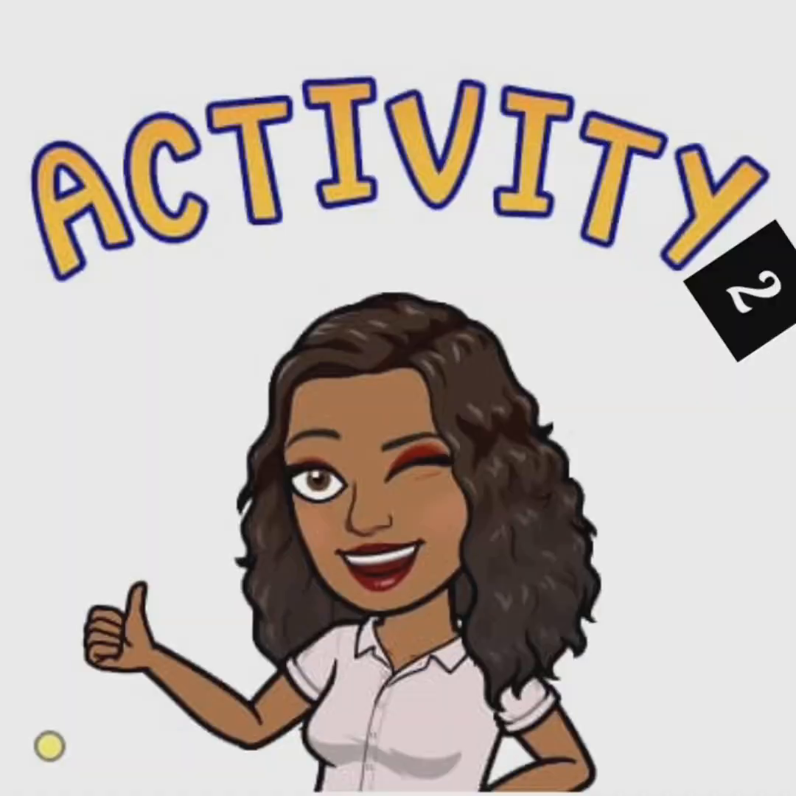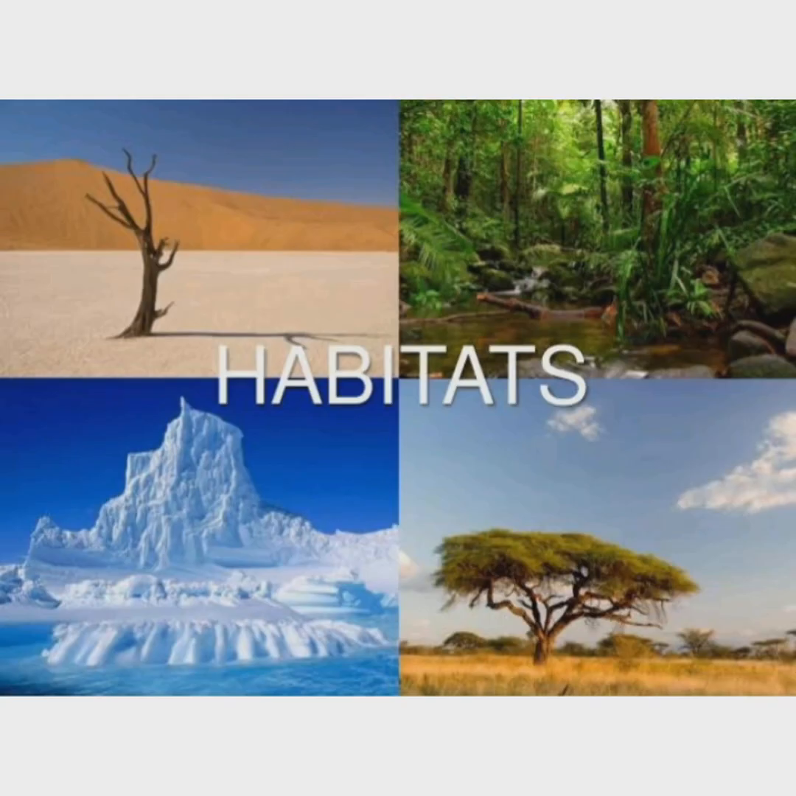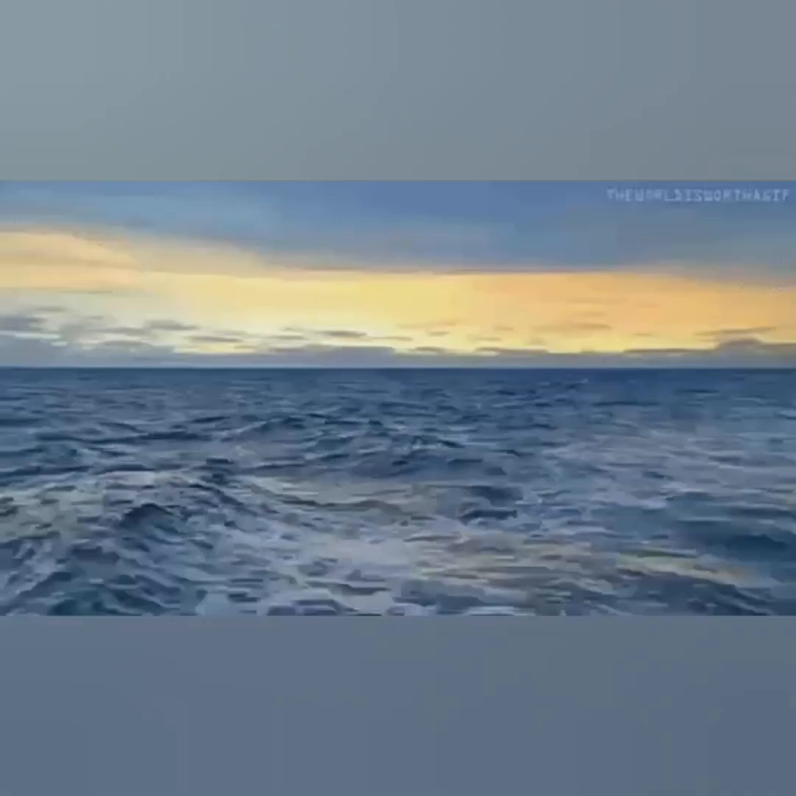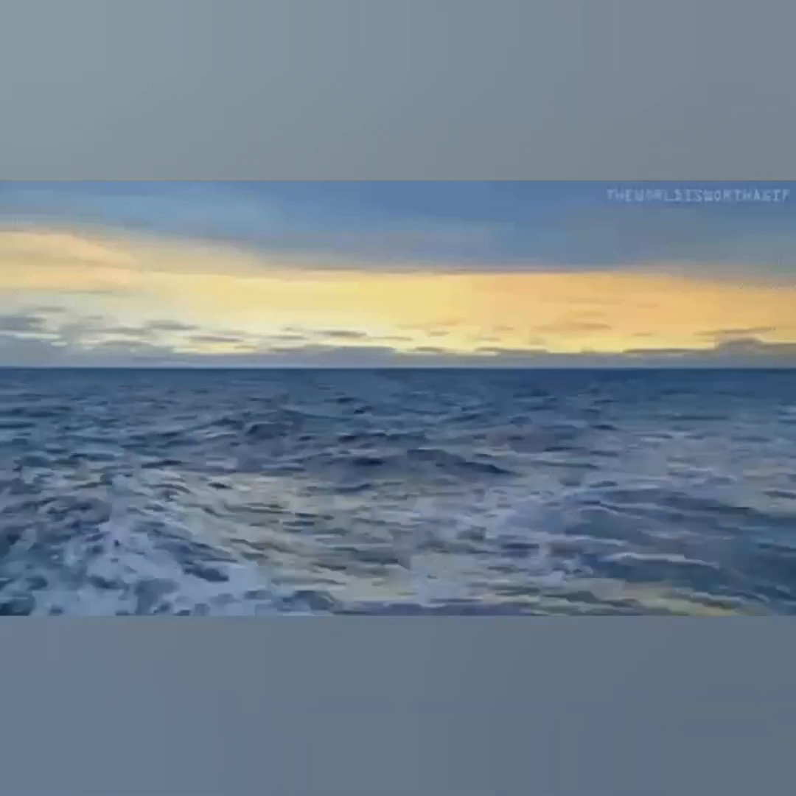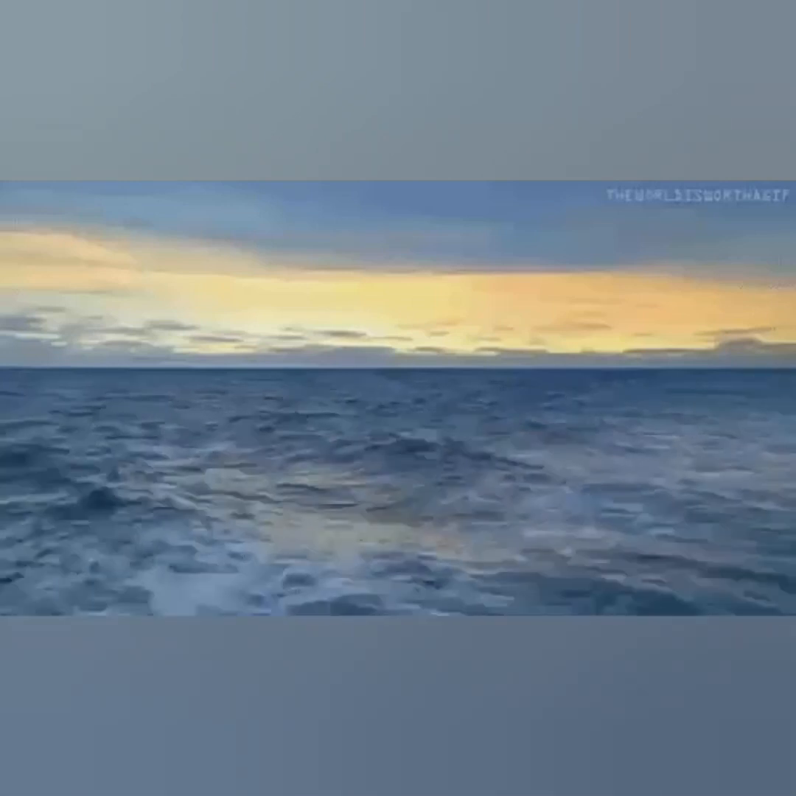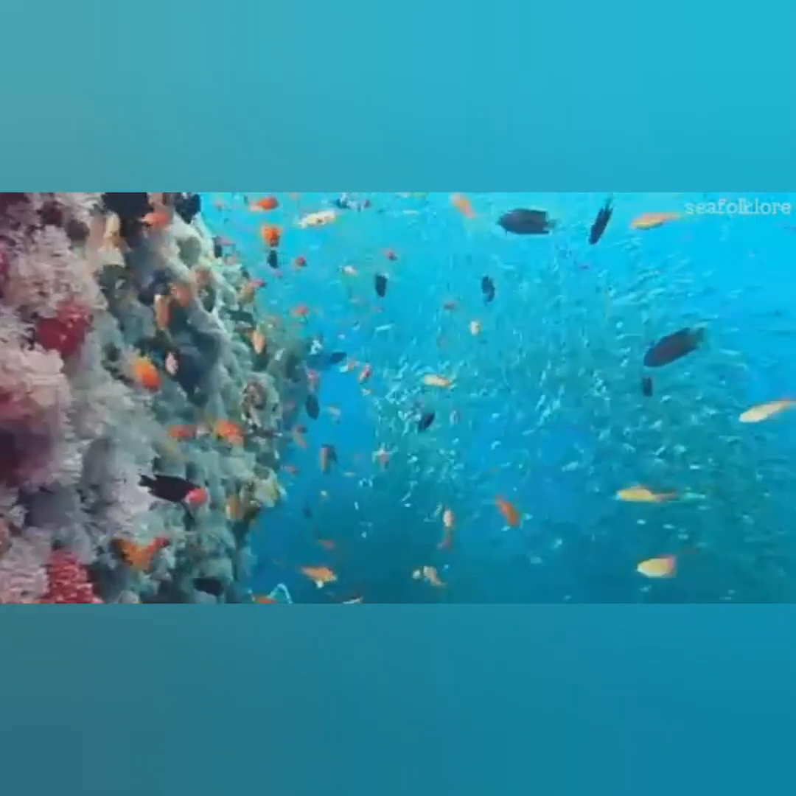Now, for your second activity, I want you to write in the chat an illustration showing all the major types of habitats. Let's look at these types of habitats. First, forests. Now, take a look at these large trees. What comes to mind? Definitely greens and forestry.